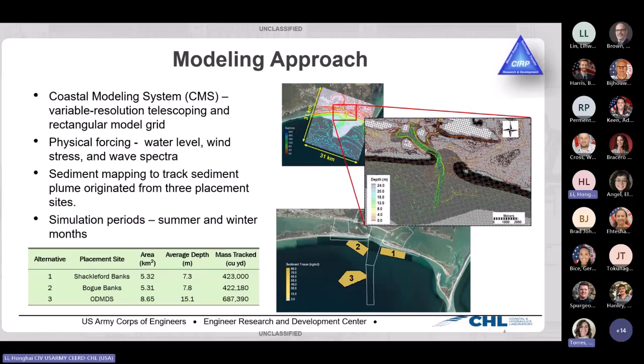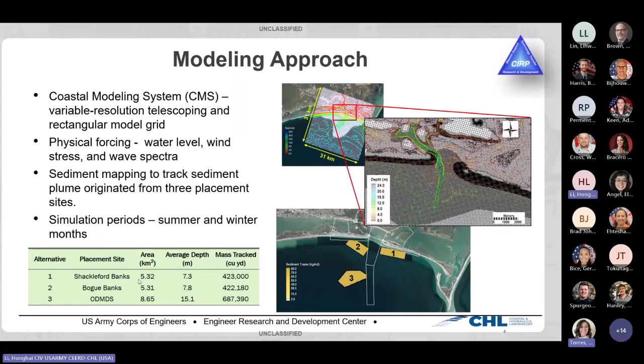For the simulation period, we chose two months, summer and winter. Because the dredging window is usually winter and springtime, we would like to check the summertime, a different season, to see if they behave differently.